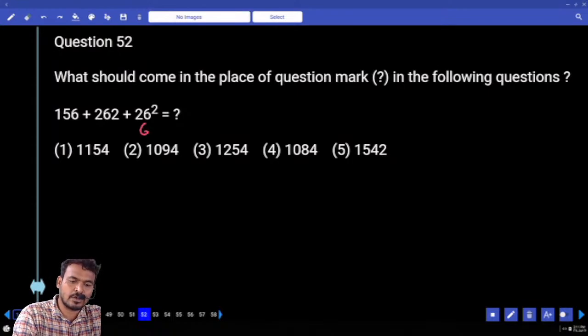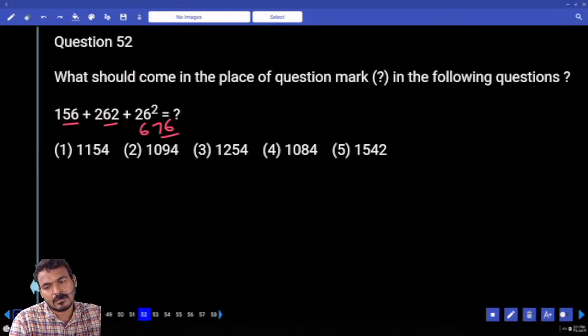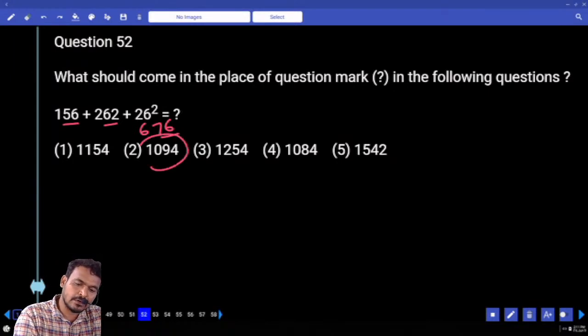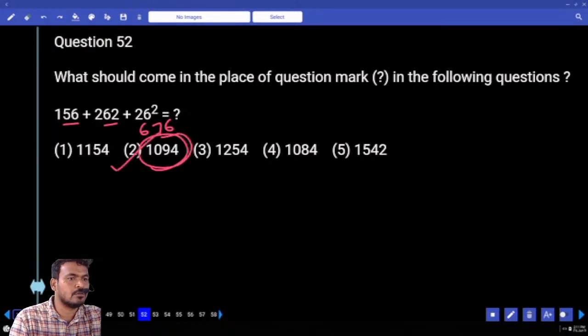What is 26 squared? 676. Add the last two digits of every value. 76 plus 62 is 138, plus 56 is 194. Ends with 94. Only one option.